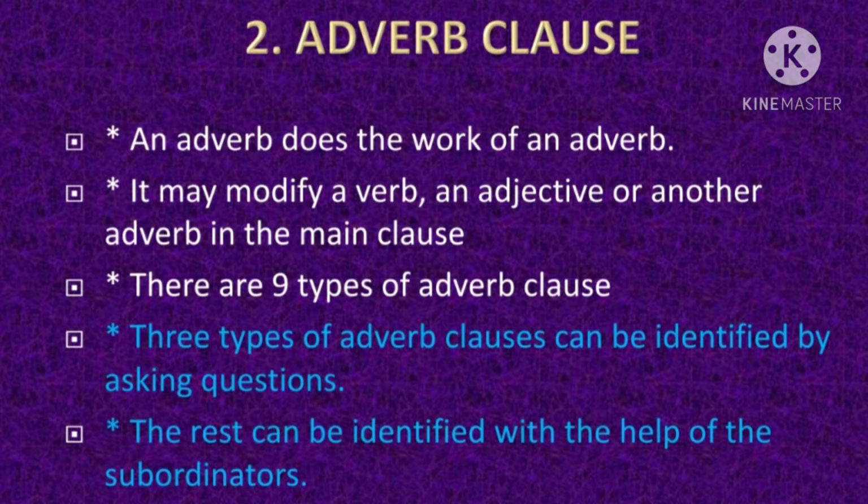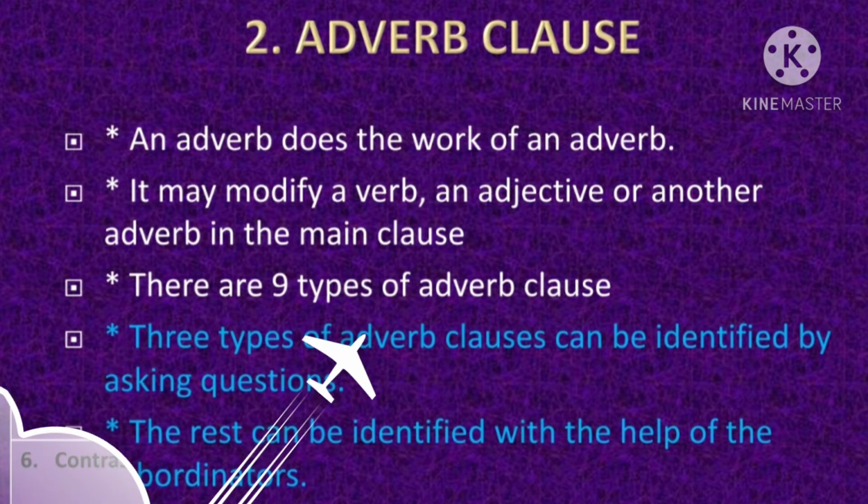There are 9 types of adverb clauses. The 3 types of adverb clauses can be identified by asking questions, but the remaining rest can be identified with the help of the subordinators. So let's start learning about these types of adverbial clauses.